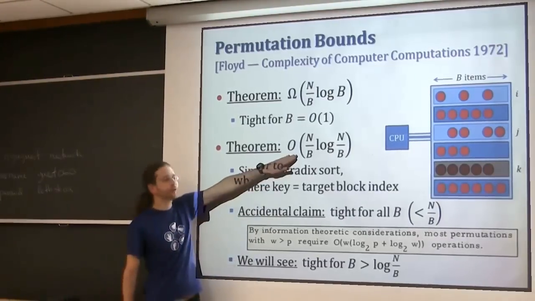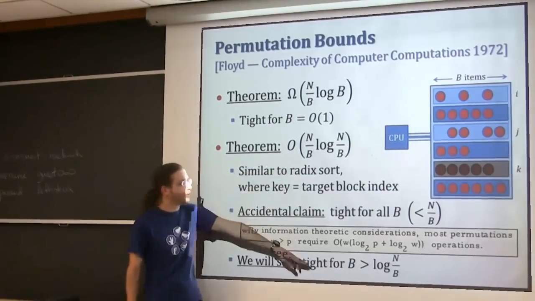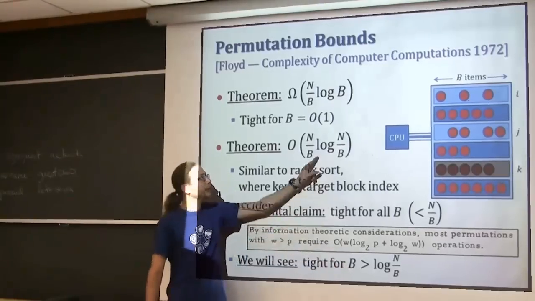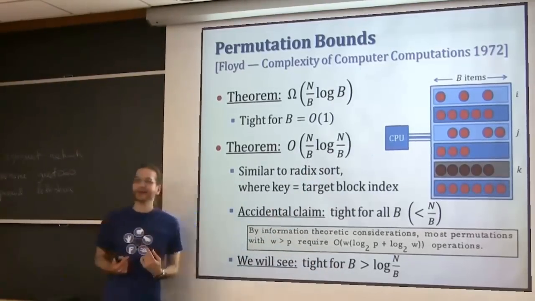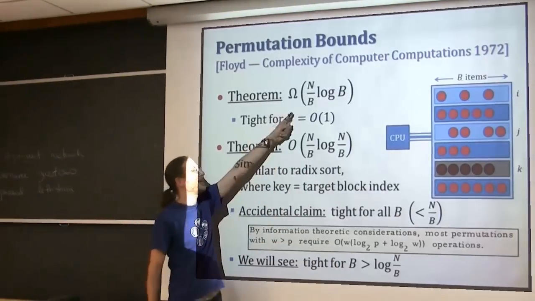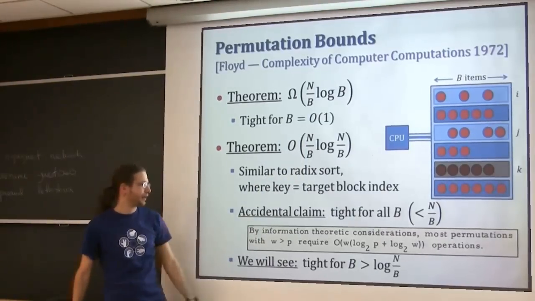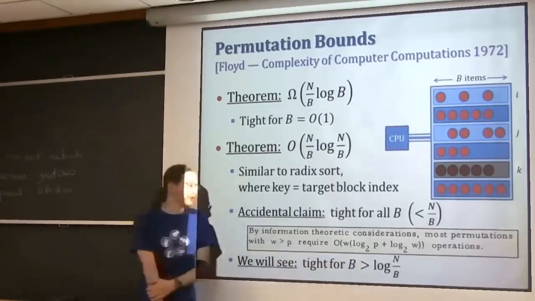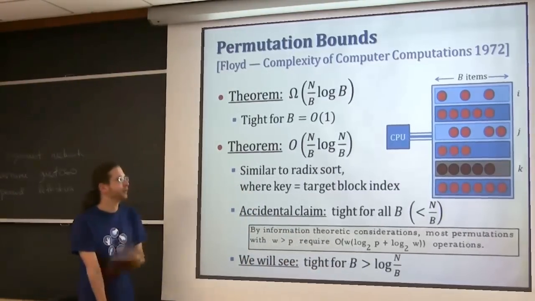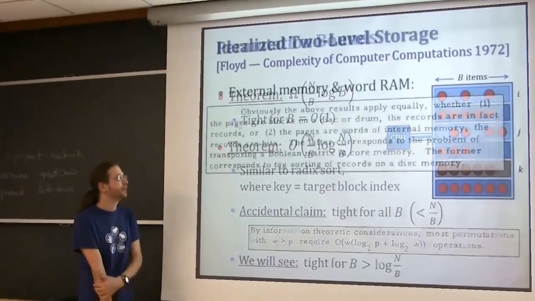This is almost the right answer, but it doesn't quite work when b is very small. And one way to see that is when b is 1. When b is 1, the right answer is n, not n log n. So when b is less than log n over b, then there's a slightly different answer, which we'll get to later. But that was the early days.